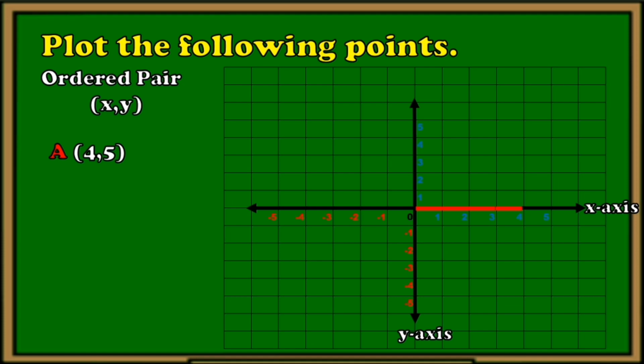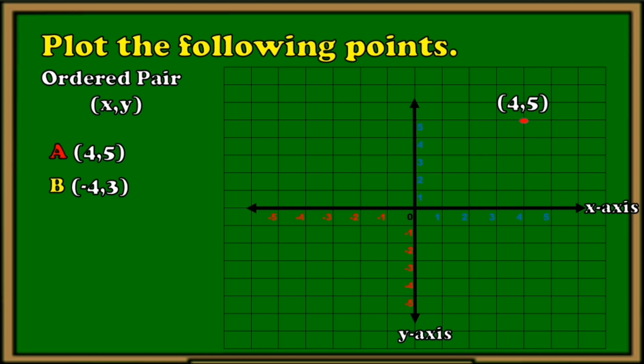Now let's proceed to the y-coordinate. Our basis for the y-coordinate is the y-axis. Since the y-coordinate is positive 5, we need to move now 5 times upward. That is 1, 2, 3, 4, and 5. And that is where point A is located. That is point 4 and 5.